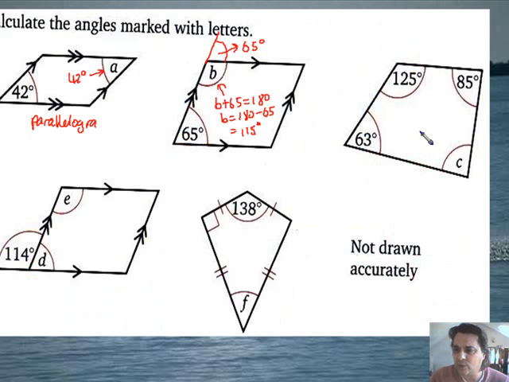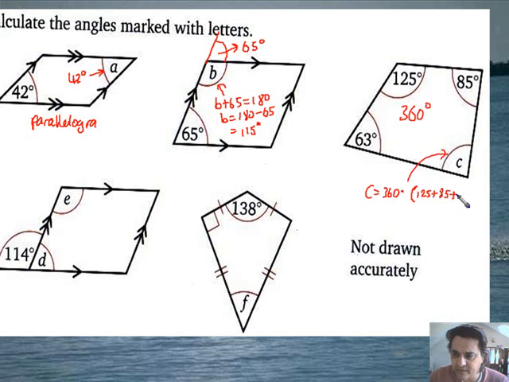Very straightforward. Angle C, I told you, the whole thing comes to 360 degrees. So what you do, you take C equals 360, take away all the other angles added up. So I go 125 plus the 85 plus the 63, and take that away from 360 to give me angle C. I'm going to do it straight away. So 360, take away, open my bracket, 125 plus 85 plus 63, close my bracket, equals 87 degrees. So 87 degrees, and that's C done.